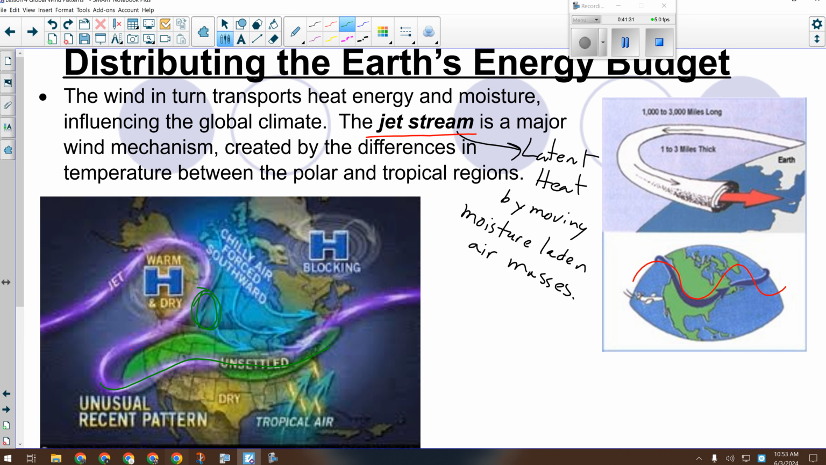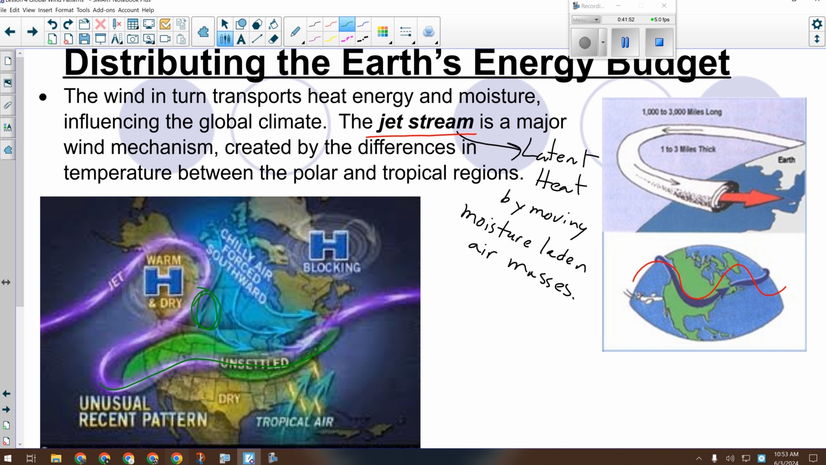Making sense? So the jet stream moves moisture around. Moisture contains latent heat, and that's lots and lots of energy, right? So convection, that's moving the sensible heat, the hot air. The jet stream is pushing the moisture, the latent heat part, right? So they both have a role to play.